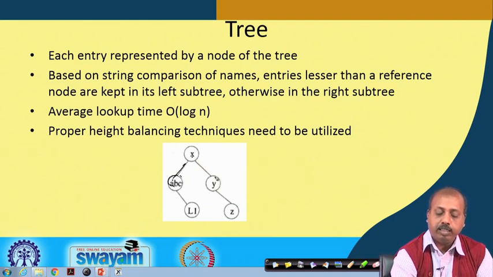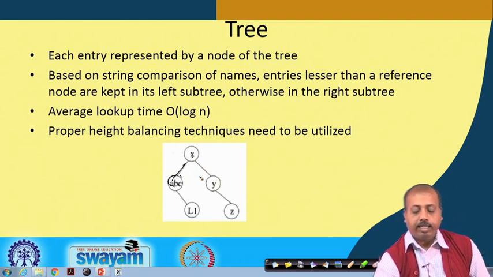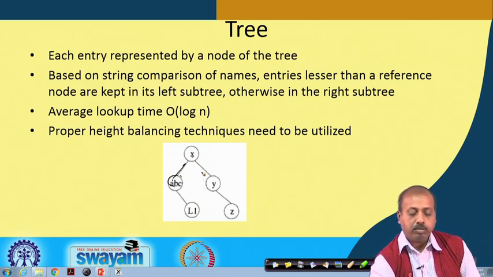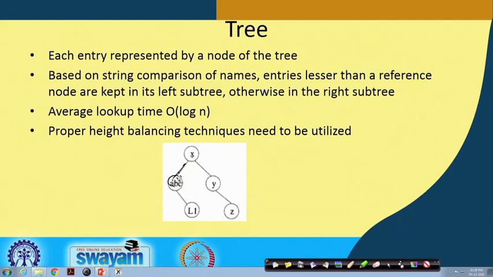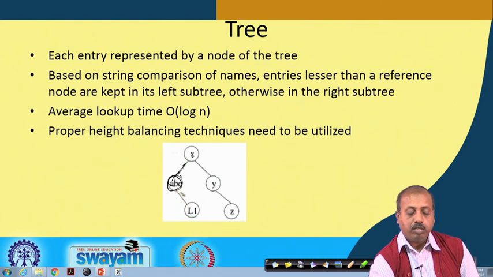So, y goes to the right subtree of x, and then when it comes to L1, L is less than x. So, it comes to the left subtree. Now, this node has got the symbol ABC, and this L is more than small a in terms of ASCII code. As a result, L1 goes to the right subtree of ABC.